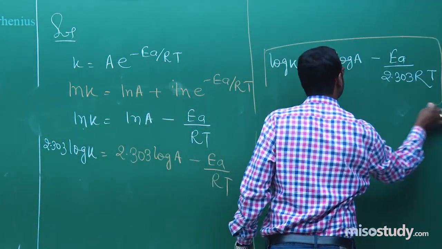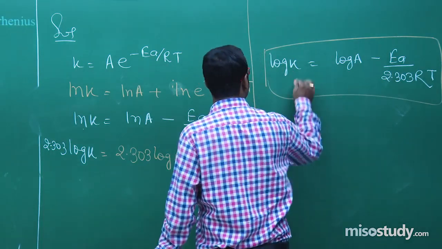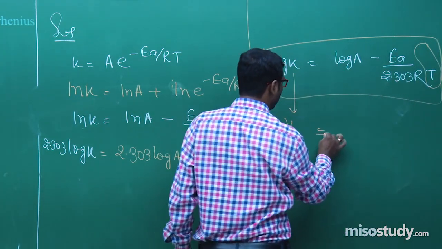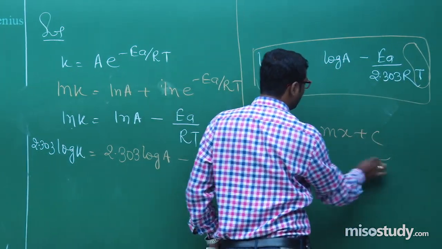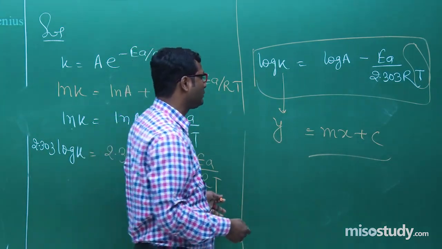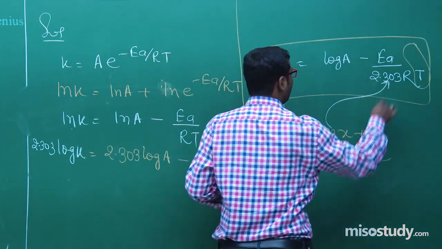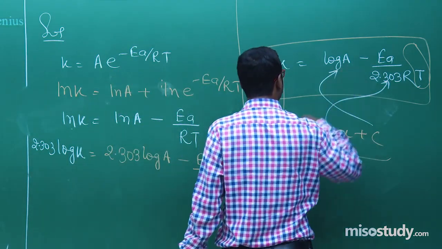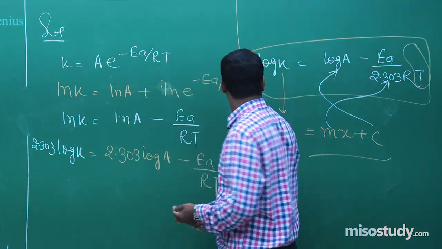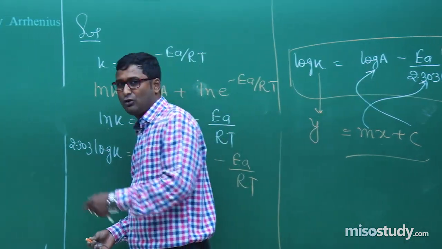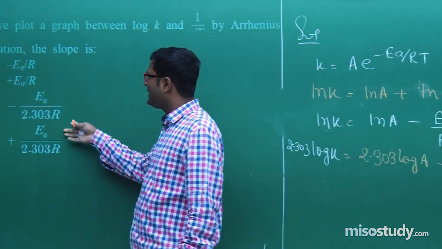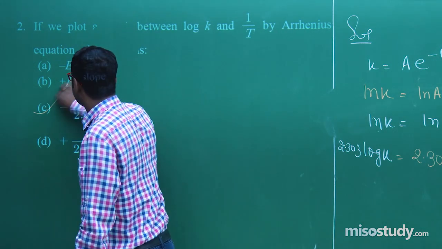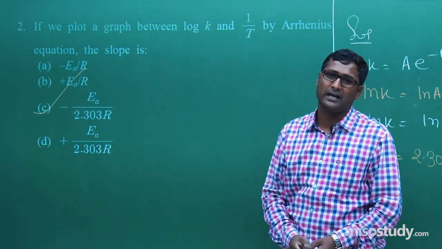Now according to the question, the graph has this axis taken as log K and this one 1 upon T is x. So the graph expression is y is equal to mx plus c, x is 1 by T, so m is minus Ea upon 2.303 R and c is equal to log A. So what is the expression, sir? In this case the slope is minus Ea upon 2.303 R. For question number 2, C is the correct option.